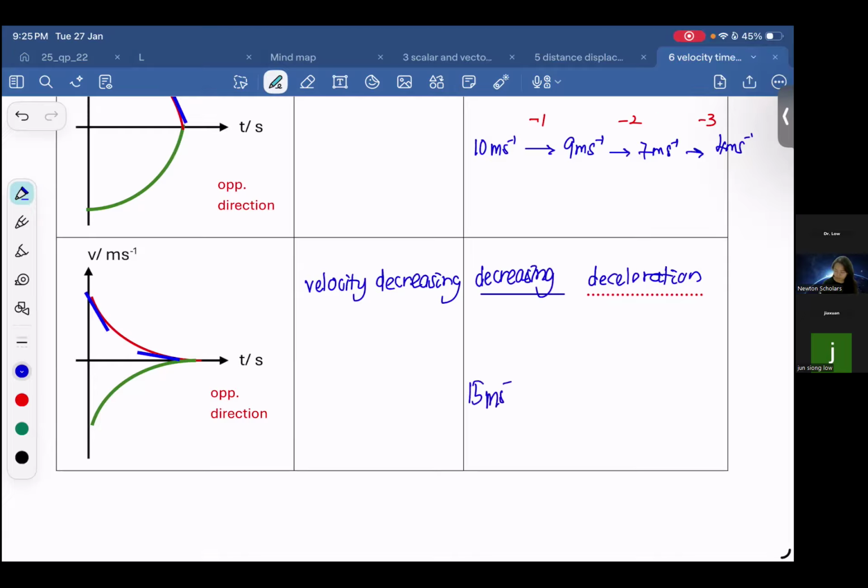Starting 50 meter per second, then you will become 10 meter per second, then 6 meter per second, then 3 meter per second. Okay, so at here, this one is minus 5, minus 4, minus 3. Slow down, decreasing deceleration. Actually, for this one, I just want you to know how to interpret. Okay. Is that okay? Can we go to page number 3?